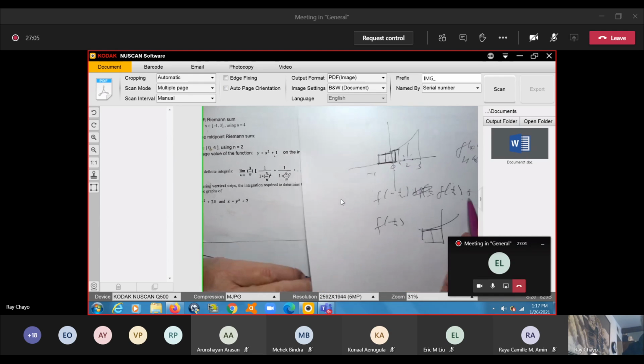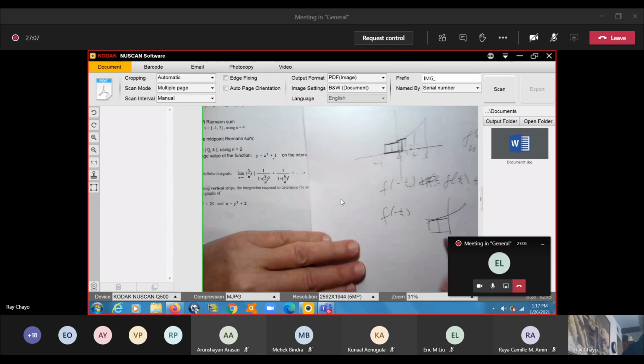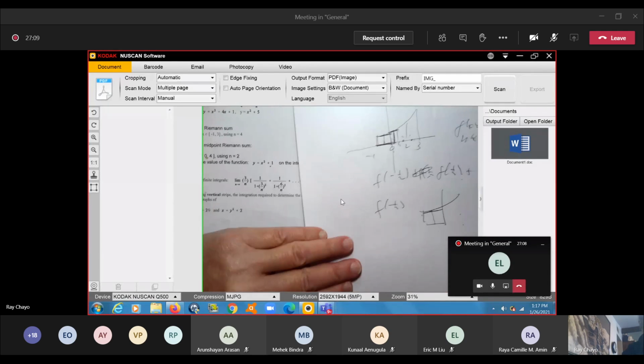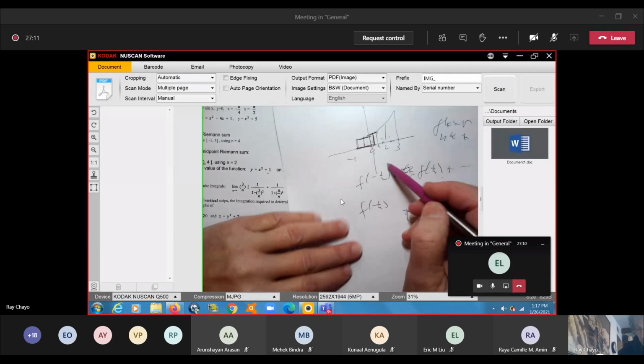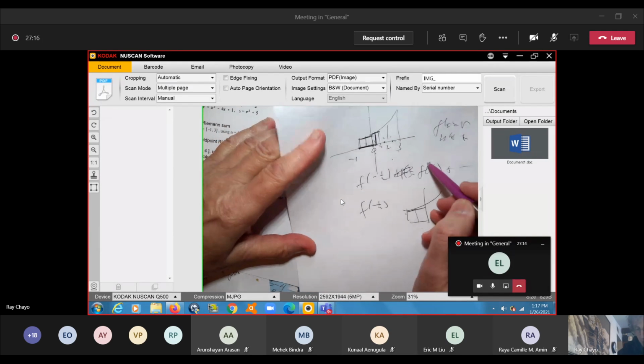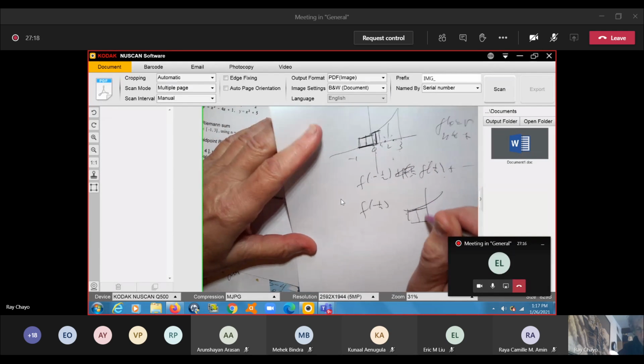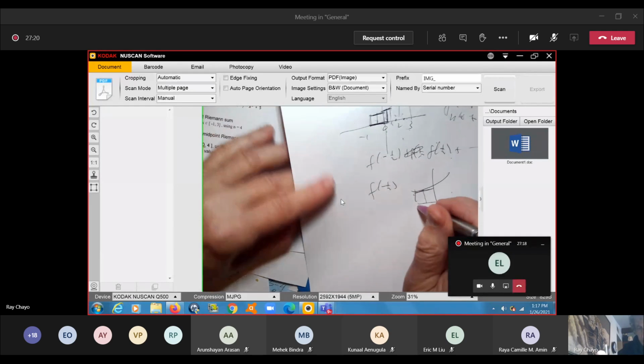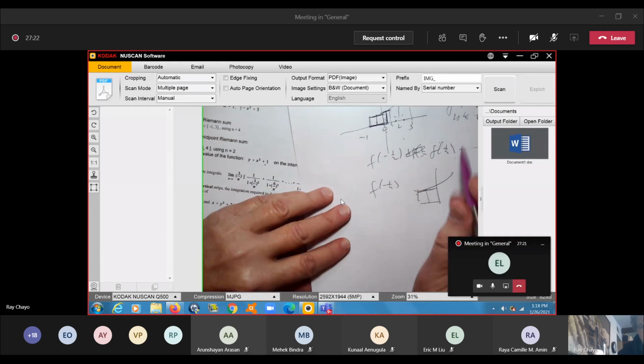So you should be able to do left, right, or middle, if you know how many rectangles. Somebody may want to approximate it with 4 rectangles, or 2 rectangles, or 8 rectangles. The more you use, the closer you are to the actual value. That's why we use the infinite sum.